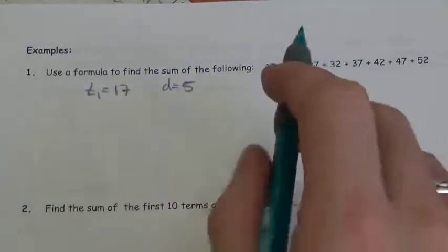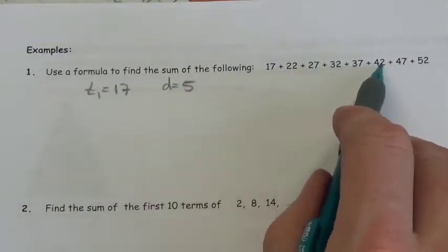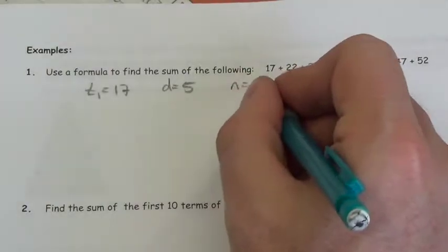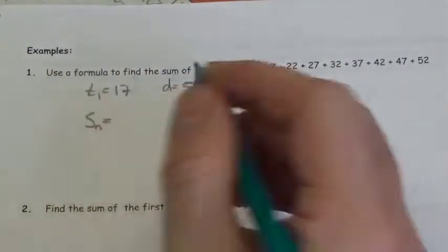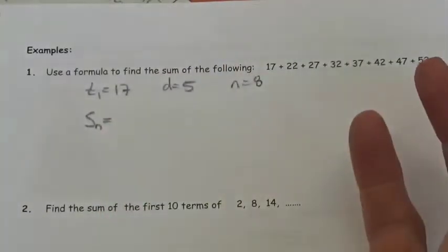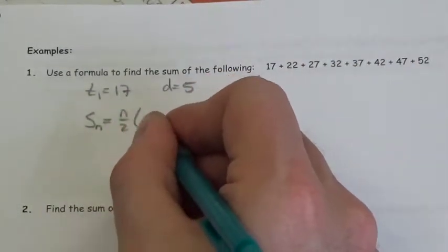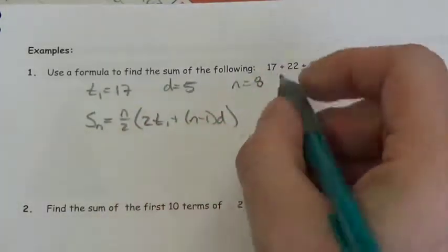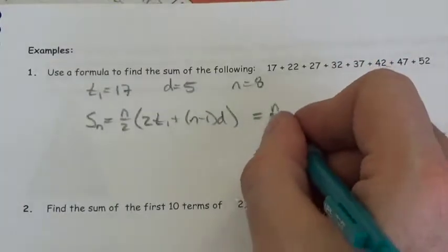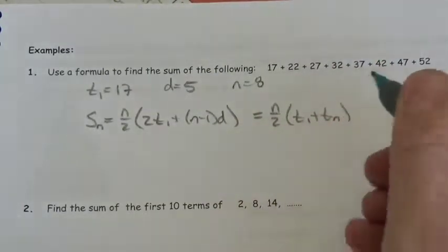Now, I also know if I count this up, there's 1, 2, 3, 4, 5, 6, 7, 8. There are 8 terms, so n is going to equal 8. Now, for the sum of the terms in a sequence, I can use either one of the formulas. And maybe what I'll do is I'll do both. Sn equals n over 2 times 2 times t1 plus n minus 1 times d. That should also equal n over 2 times t1 plus tn.